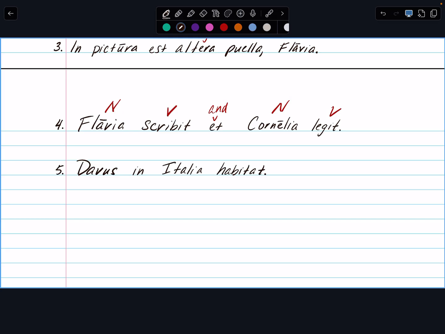Davus in Italia habitat. All right. First things first, find that verb. Where's the verb? This one's a little tricky. Where's that verb? Remember, the verb is the action word, the thing that's happening. Tenzin. Careful, careful. Davus is actually David. So that's a name. Where's my verb, Guadalupe? Habitat, good.